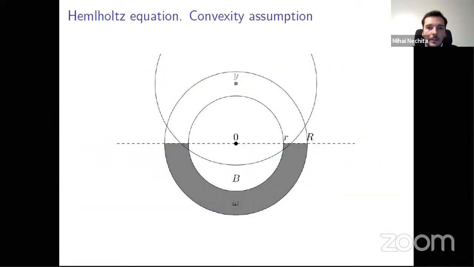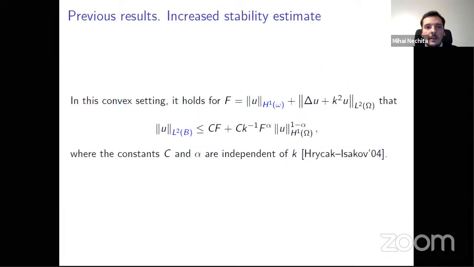So this would be the convexity assumption that I mentioned for the Helmholtz equation, which roughly means that one must assume data in a region like this gray one, omega, and the solution should be continued inside the convex hull of the data region. If this geometric setting is assumed, then the stability constant behaves nicely in the wave number.